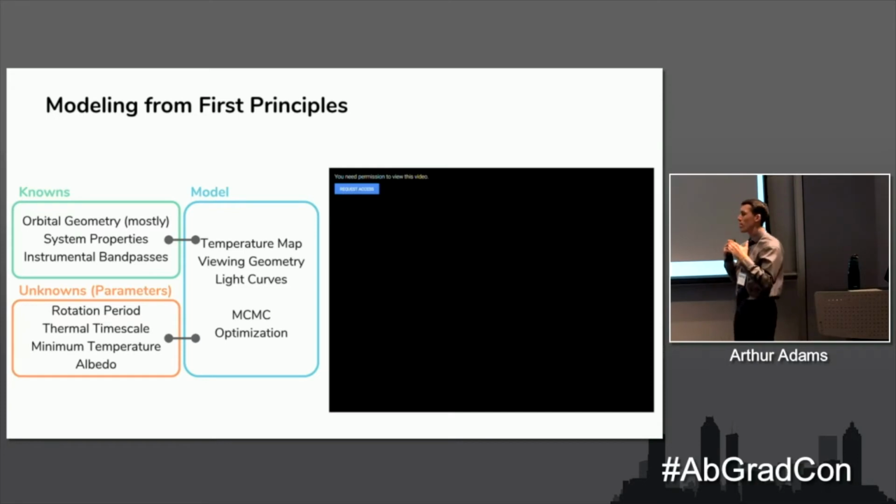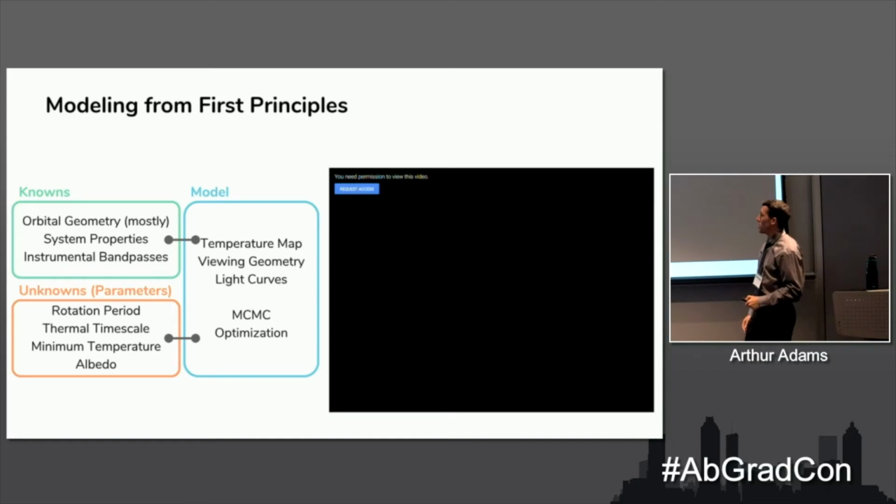Again, this is very, very basic. We also know the orbital geometry of some of these systems that we'd like to model: the stellar mass and radius, the temperature of the star, and then the instrumental bandpasses like Spitzer. And so we can model and generate a temperature map. We can model that with how you're viewing it to get your light curves, and then you can try to optimize to find the best fit parameters of these 4.